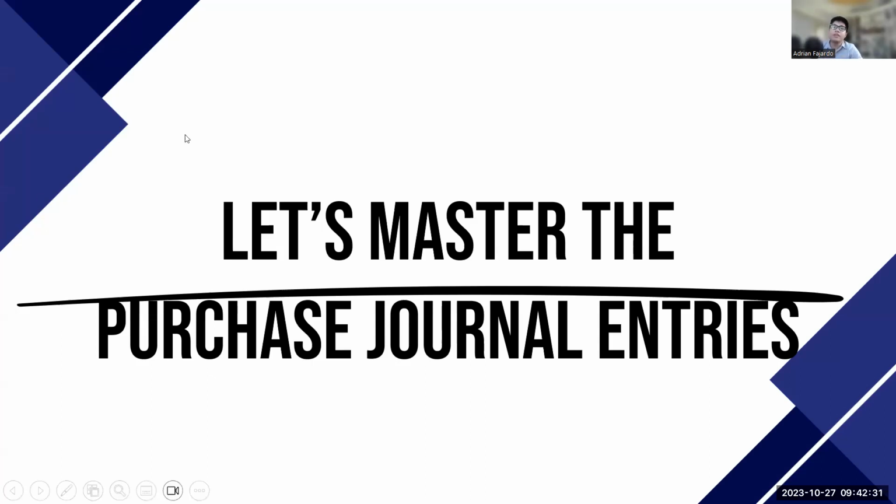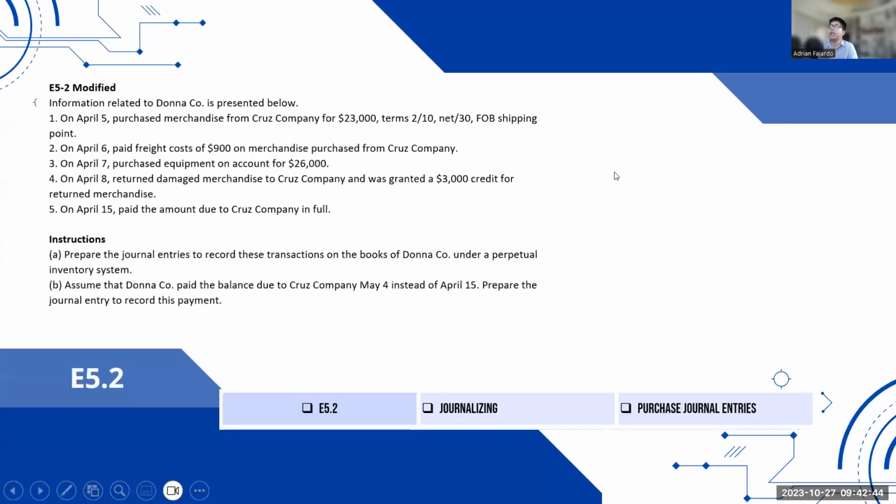Okay. So my suggestion is, if you need more exercises to understand, we can walk through the last exercises here. So I added exercises lang. Let's look again sa purchase the journal entry. So si Donna Co has these 5 transactions. Ano lang yung instructions for this? Prepare the journal entry to record these transactions under the perpetual inventory system. And then, meron lang another example na paid the balance due to cruise company instead of April 15.